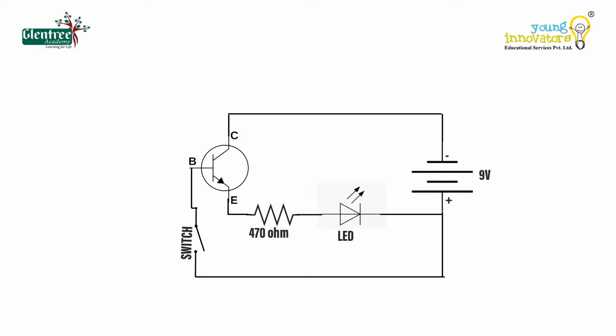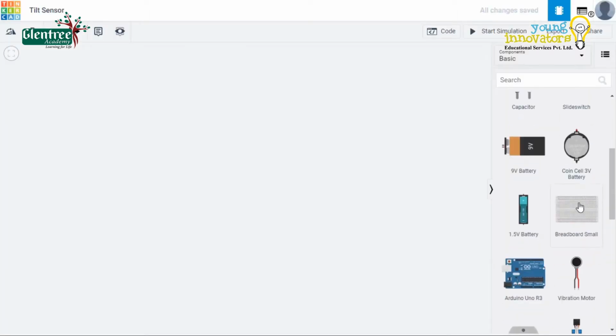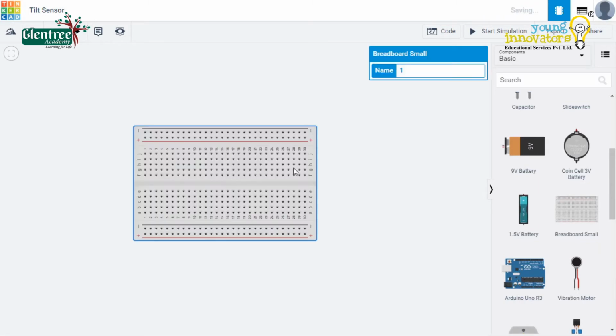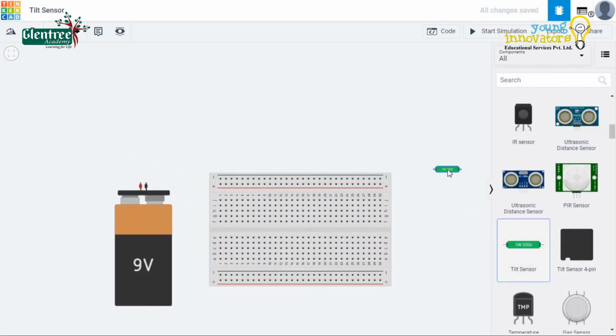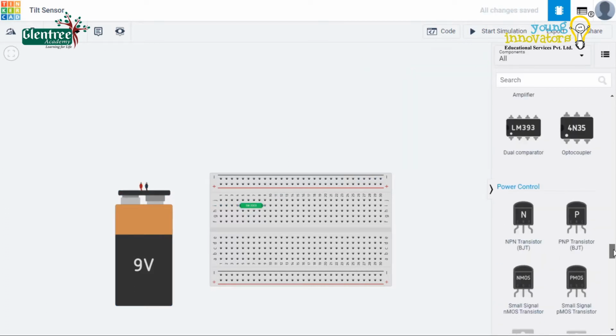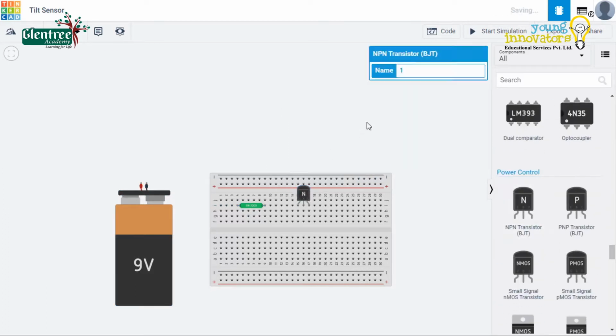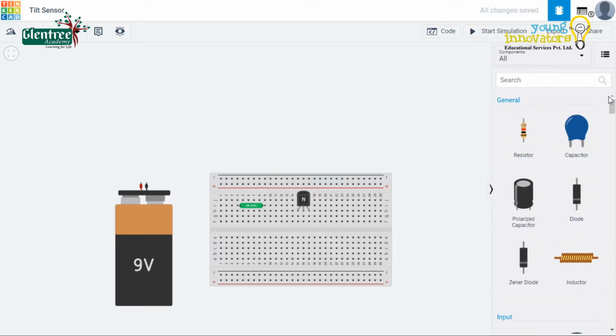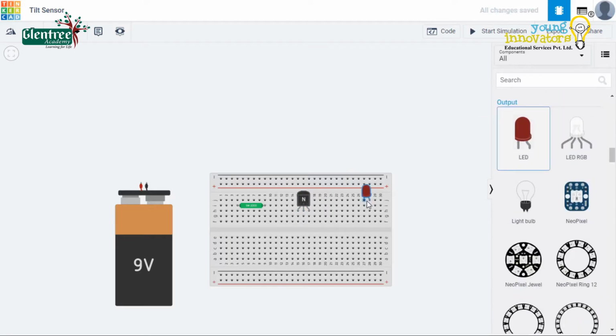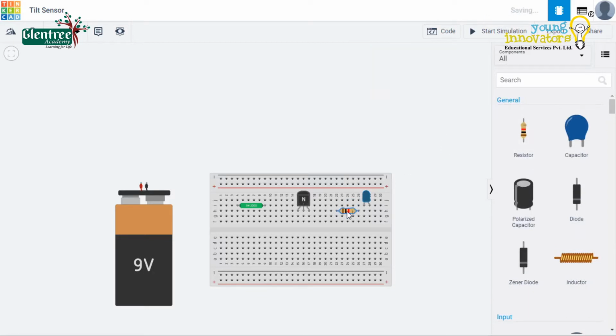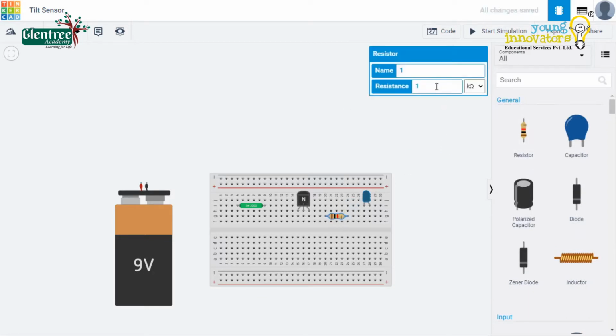The circuit diagram is as shown. Components needed are a breadboard, a 9V battery, a tilt sensor, an NPN transistor, an LED, and a resistor. We take a 470 ohm resistor here. We have all the components needed and placed on the breadboard.